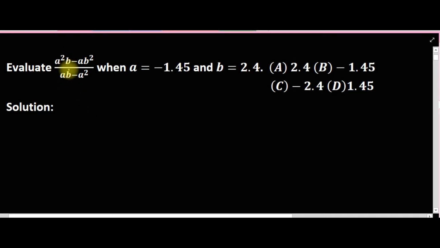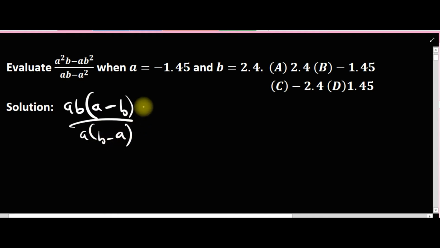So as you can see, there is AB in both. AB, AB. So we'll factor AB. We are left with A here, and we are left with B here. Again, we see there is A common. So we have B minus A. Well, what we have here is A minus B.